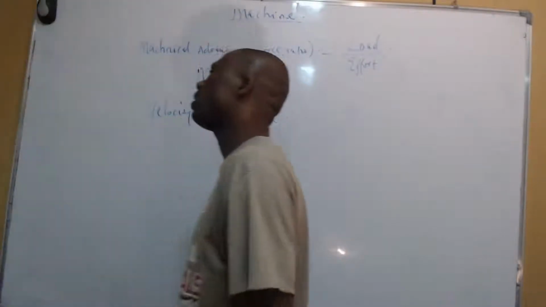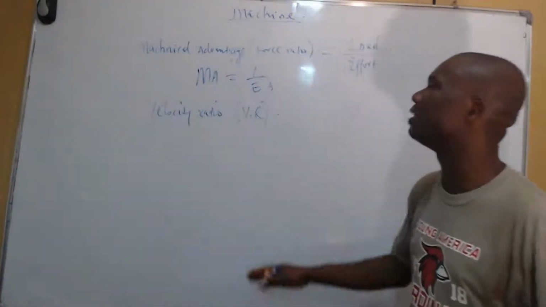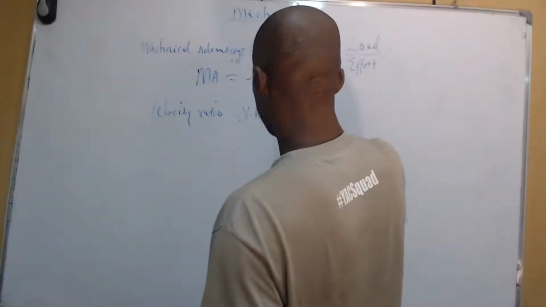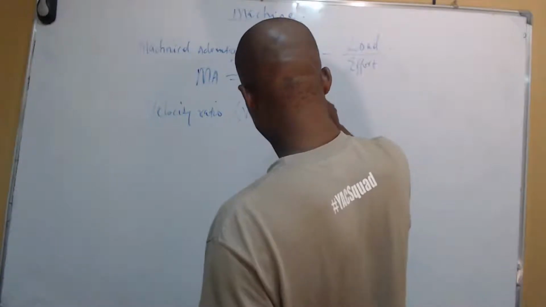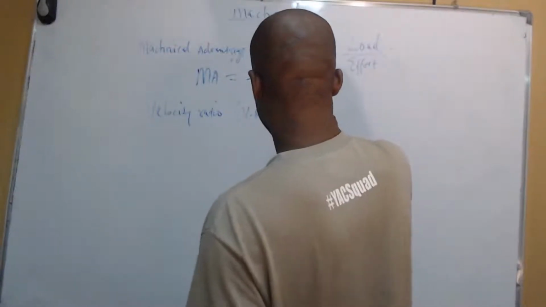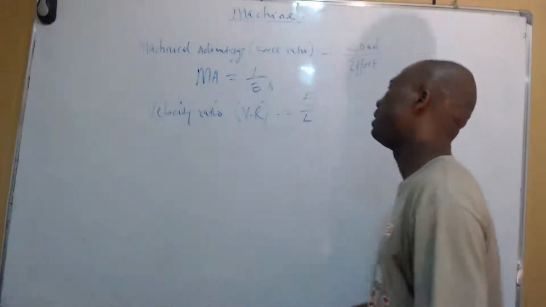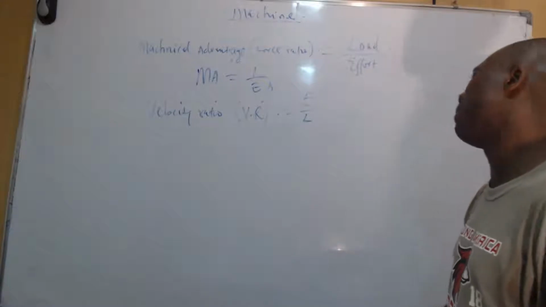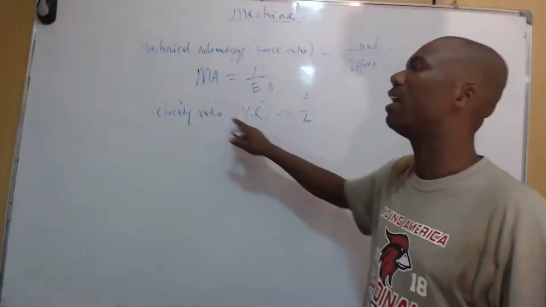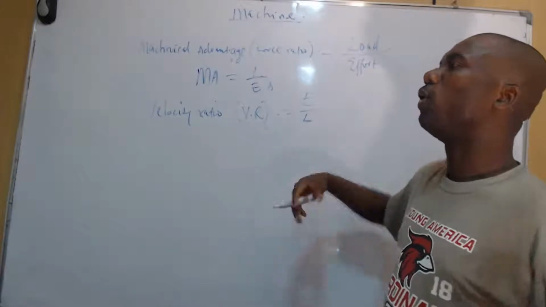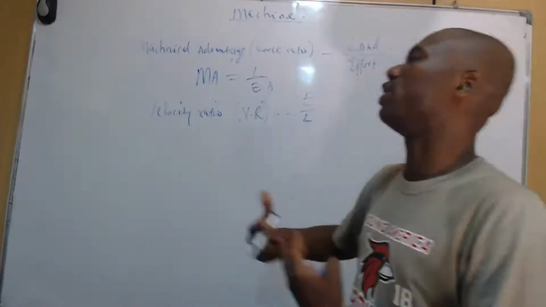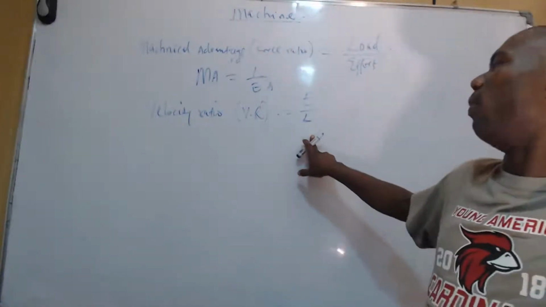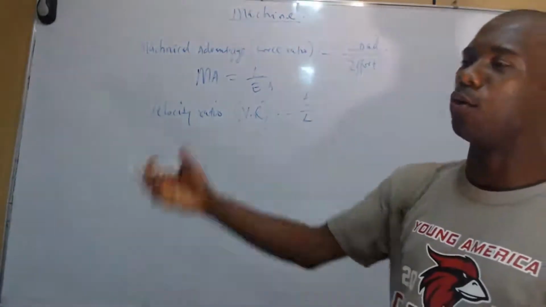Now, the velocity ratio of a machine is basically the inverse of the mechanical advantage. It is the ratio of effort to load. And if velocity ratio is high, the load, which is the device that is being moved with the application of effort, is low. But if the mechanical advantage is high, the load will be high.